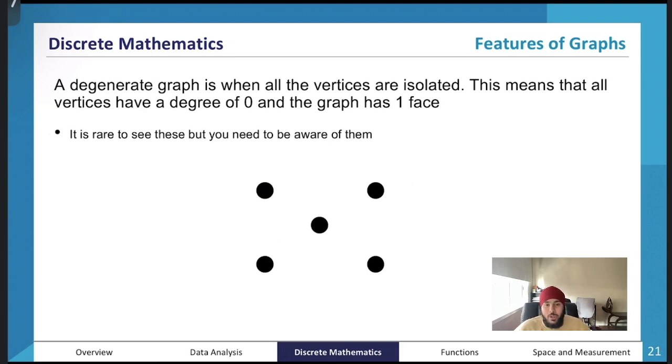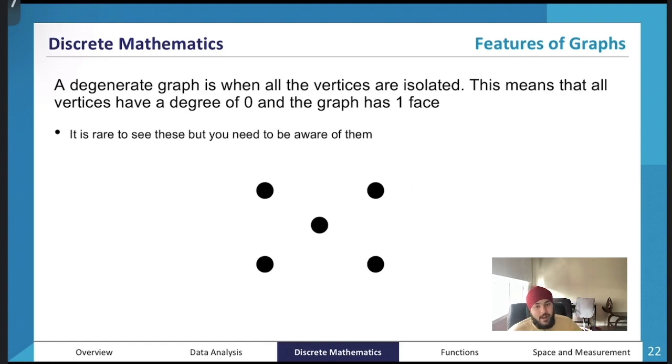This graph, you can pretty much ignore. I've just put it here because there has been a question in the past, but I've never come across this ever, studying general maths. A degenerate graph is basically a graph in which every single vertex is isolated, which basically means that the graph has a degree of 0 and that the graph has one face. And the one face is the infinite face because there's no enclosed regions.